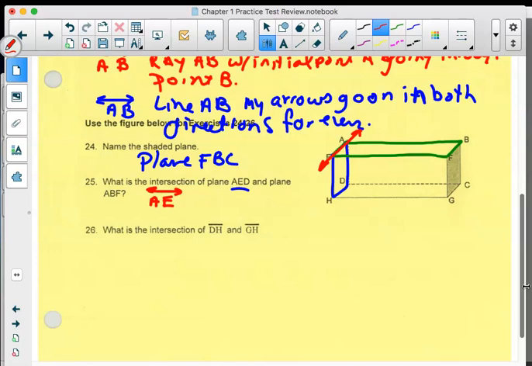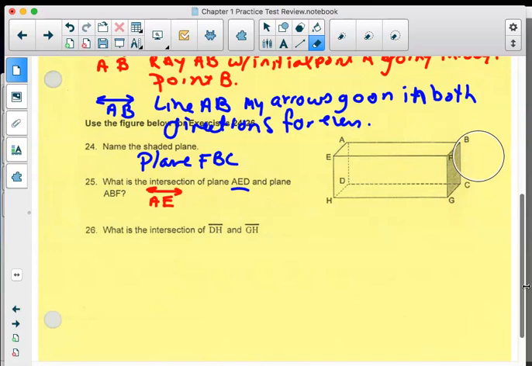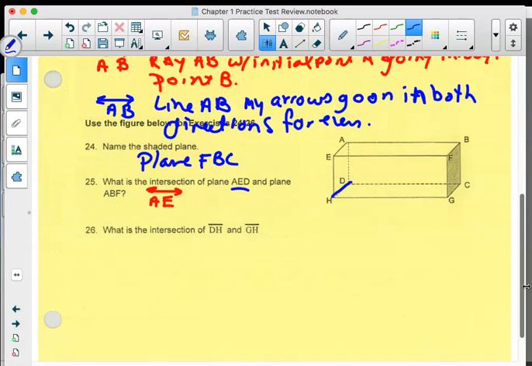What is the intersection of DH and GH? So I'm going to get rid of that and look at DH. And I'm talking about segment DH and segment GH. Now, here's the thing. This is a great one without a picture. With the picture, you can see it was like right there. It's point H, Mr. Bloom. I can see that. Point H.